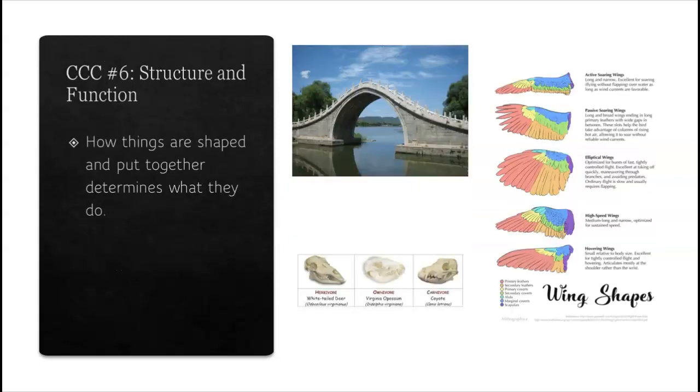Next, we have structure and function. How things are shaped and put together determines what they do. So I have some really good examples. The different shape of the skull determines what they eat and how they eat. The shape of a bridge or a building determines how much load it can hold, or how wide of a space there can be under a bridge. The shape of the wing feathers determines what type of flying they do.